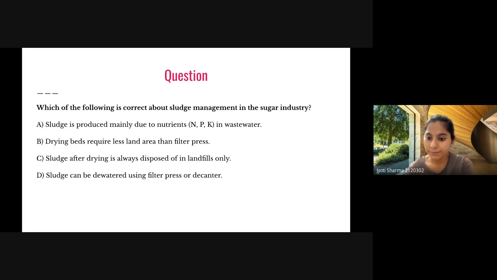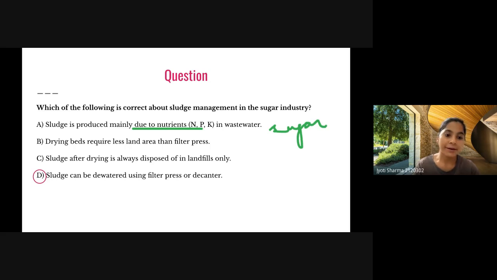Dia gave me D answer. Yes, I also agree with the D answer only. Sludge is produced mainly due to nutrient? No, sludge is mainly produced due to the sugar quantity that we have in the sugar industry. Drying bed requires a large area, more than filter press. We already have discussed how we can have different techniques to dewater or to manage the sludge. Sludge after drying is always disposed of in landfills?